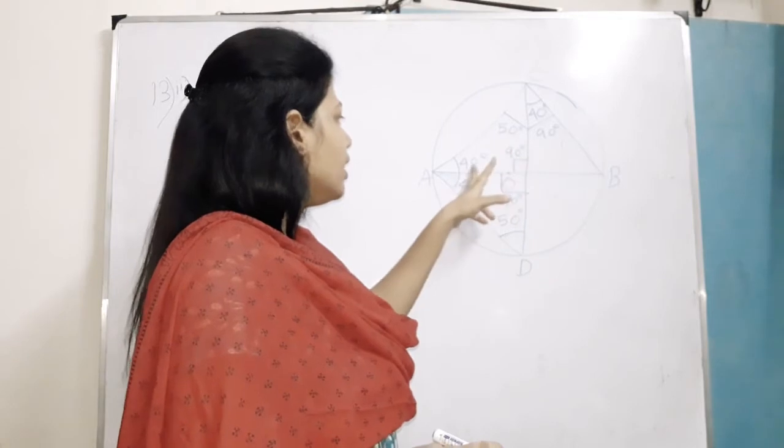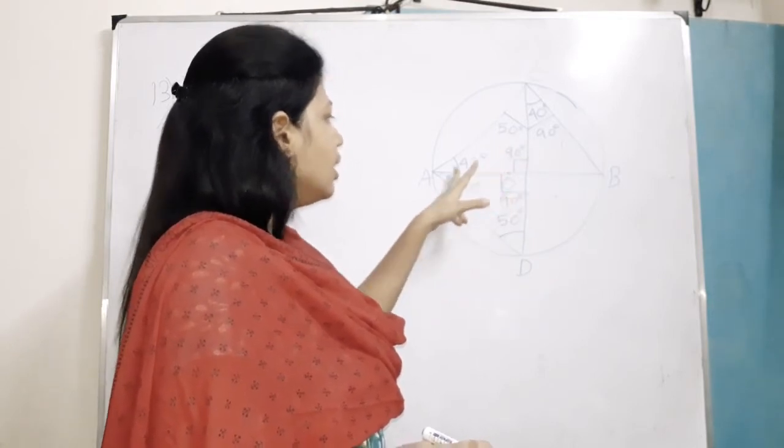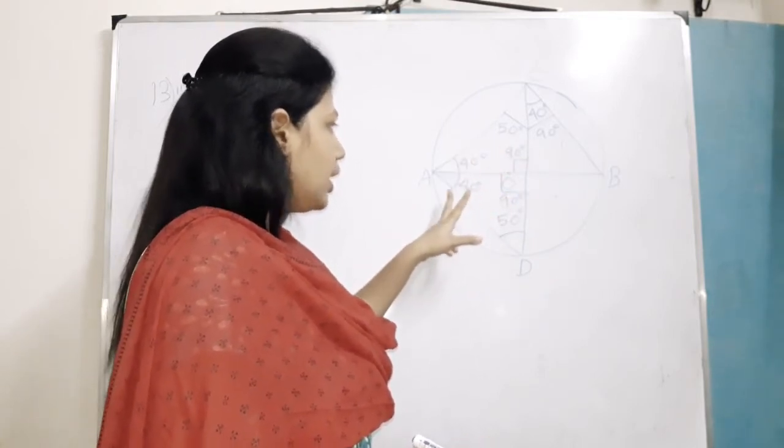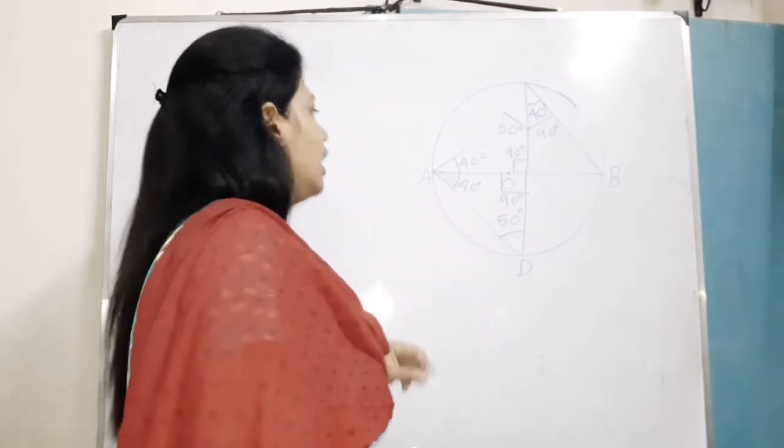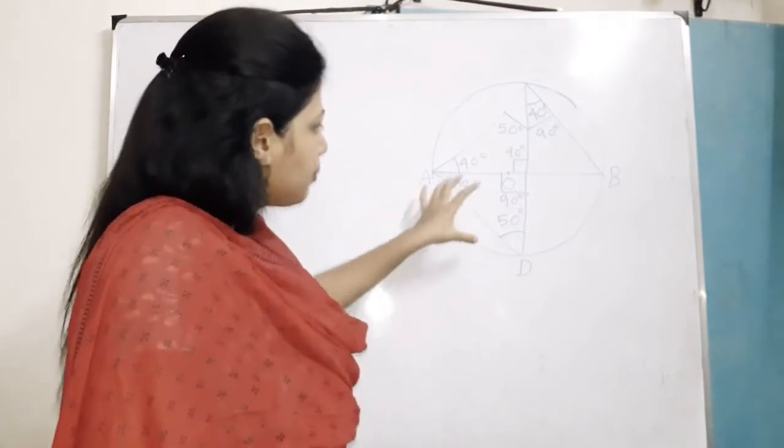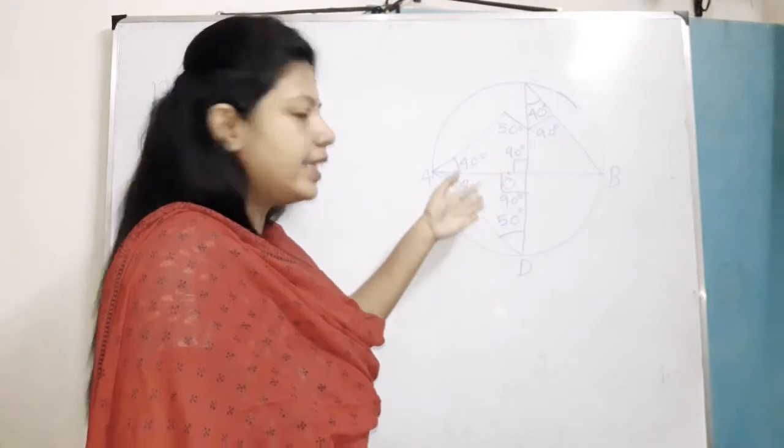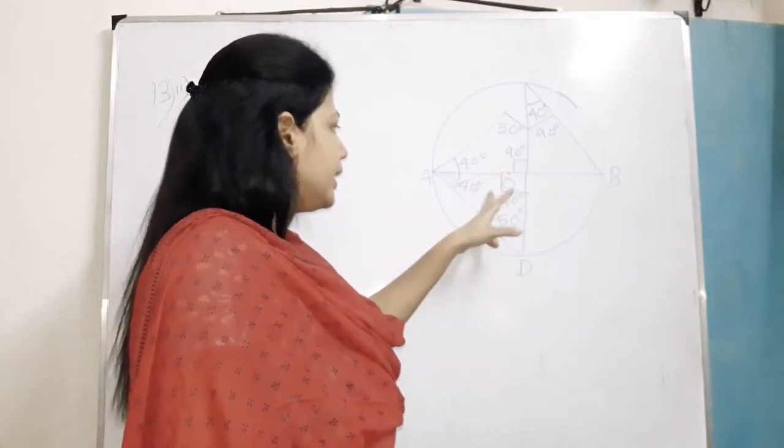So 180 minus 140 means 40 degree. The whole angle will be 80. This one is number 1 method. Number 2. First you have to do this one. It is just like the previous one, means 50, 90, 40.